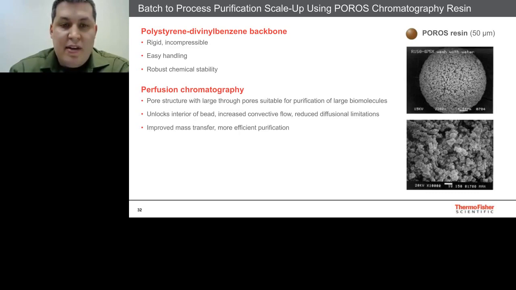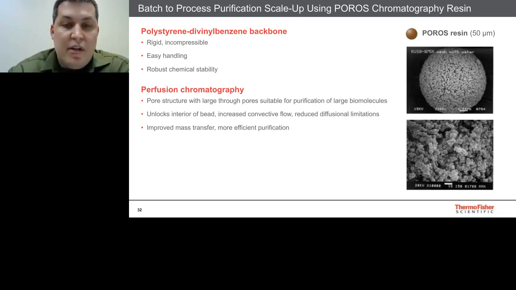The second attribute is the fact that they have a very large pore structure, which allows for convective flow through the bead. This large pore structure unlocks the bead interior, increasing the surface area and resulting in higher capacity. Also, due to the large through pores, the beads have improved mass transfer capabilities, allowing for a more efficient bead, so you can maintain higher capacity and higher resolution independent of your operating flow rate. This leads to higher efficiency at increased linear flow rates and improves process productivity.